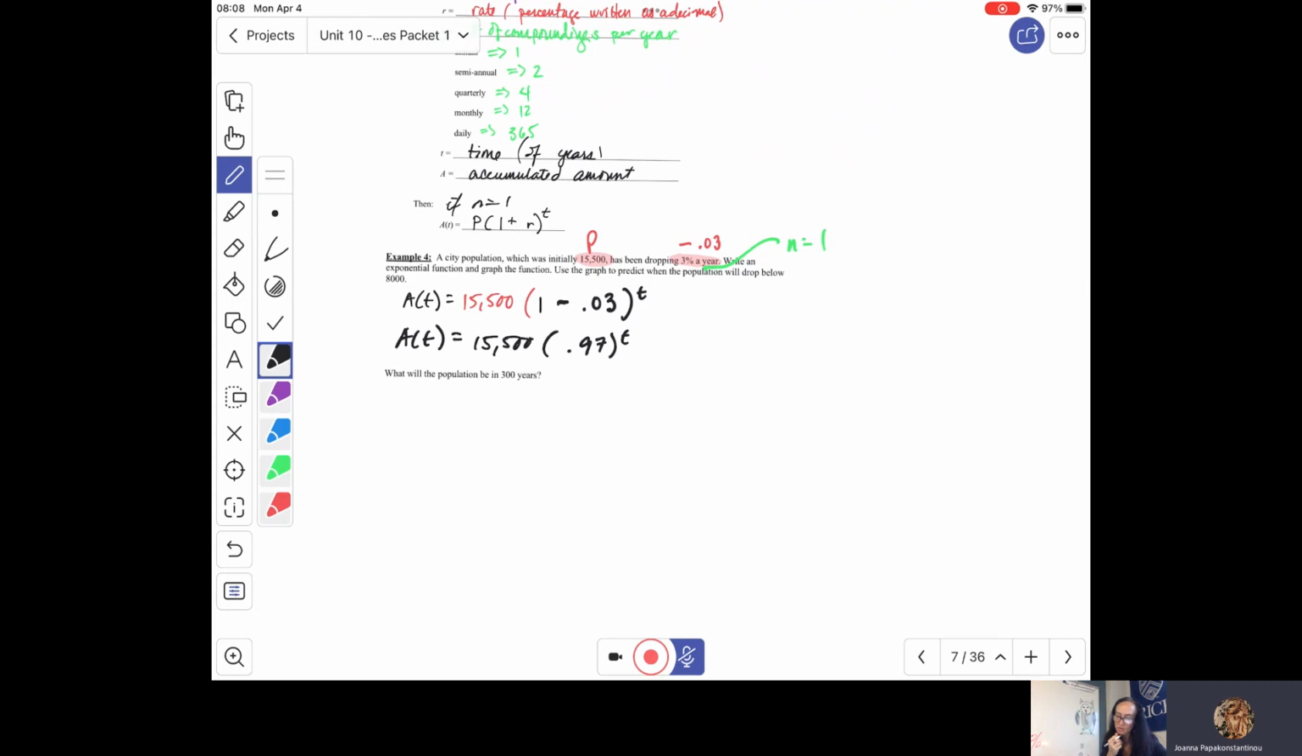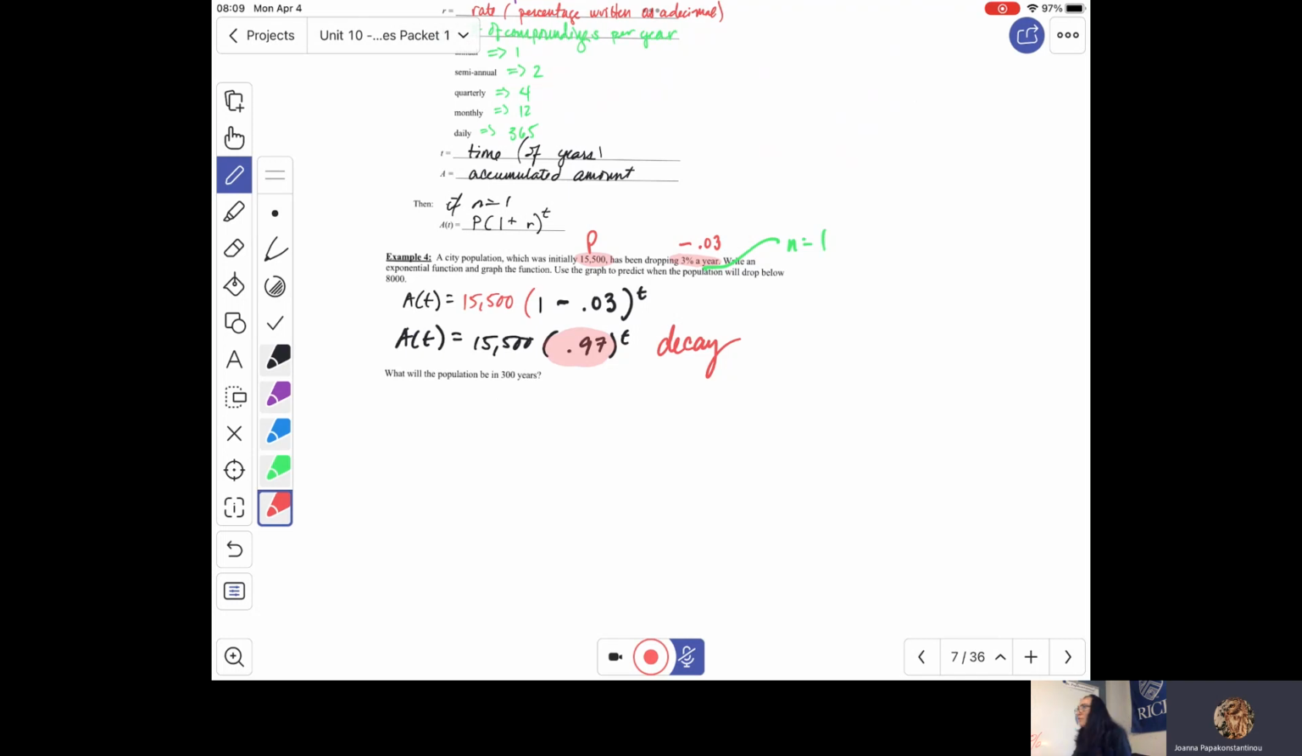Now, is this going to be growth or decay based on my formula? Is it decay? Yes, it is, right? So this is a proper fraction, a number less than 1 but greater than 0. So I do know that it is decaying, and it should be decaying. So that's a beautiful formula. And now it's saying, when will the population drop below 8,000?